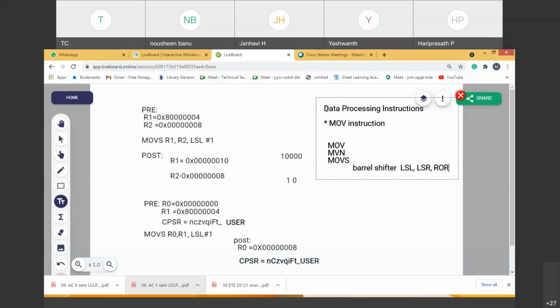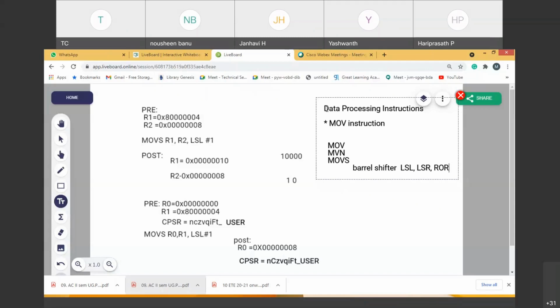T is specifically for specifying the Thumb instruction. T doesn't mean that we're using Thumb instructions; T is the bit there. If T is equal to 0, the ARM instruction set is used. If T is equal to 1, the Thumb instruction set is used. Default is that the CPSR T value will be 0, which means the ARM instruction set is enabled. Underscore user: different types of modes are there, and we are under user mode. This is the content of the CPSR.